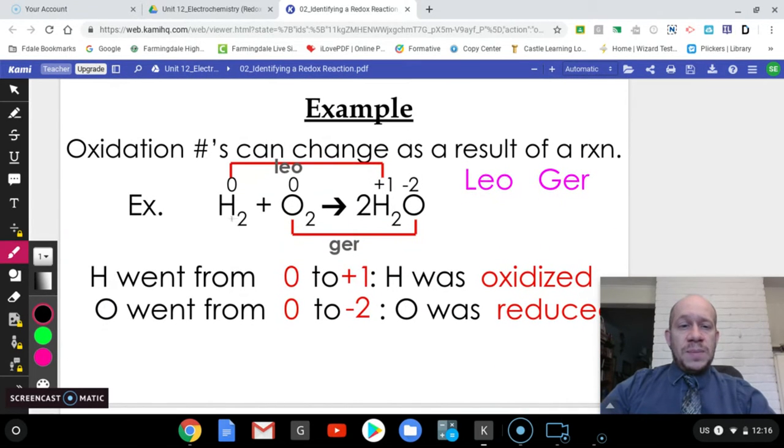So a second example, I've got hydrogen by itself, which means it has a 0 oxidation state. I have oxygen by itself, which means I have a 0 oxidation state. When I combine them in H2O, oxygen is now a -2, and each hydrogen is a +1. So therefore, H went from 0 to +1. So it lost electrons, therefore it was oxidized. And oxygen went from 0 to -2, which means it gained electrons, therefore it was reduced.